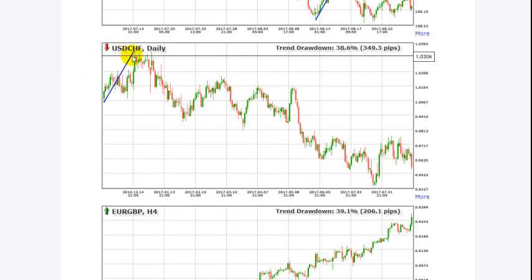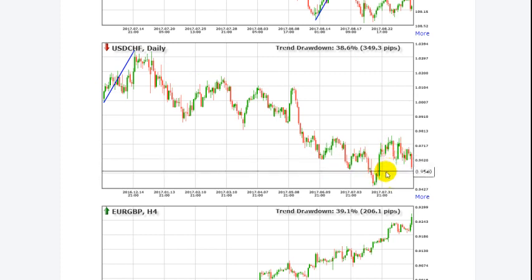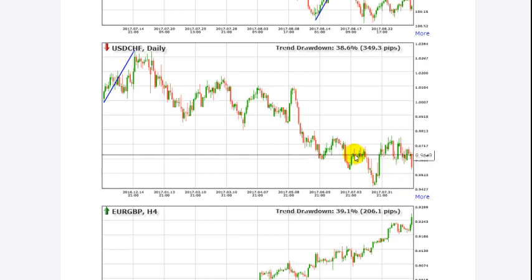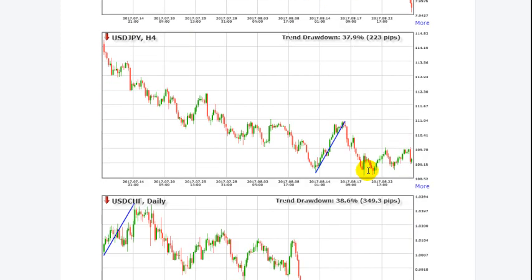Same here, US dollar CHF, the Swissy. It's a move down. Our pullback was 349 pips. Yes, you could have gotten some trades up and through here. If you're going to counter trend trade, that's fine, right? Traders do that. But again, just by drawing simple lines, you get the point. I'm going to draw it. You can see the price and what it's doing.